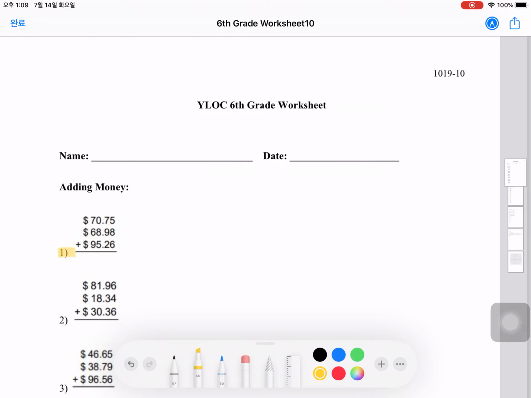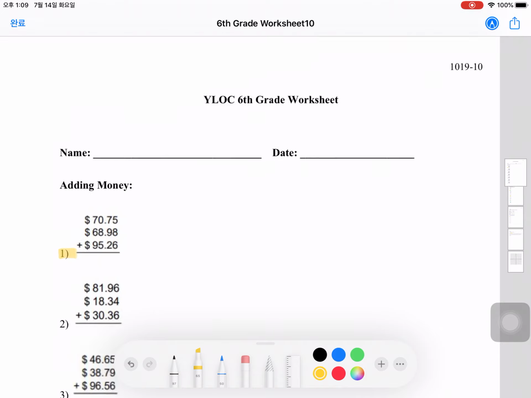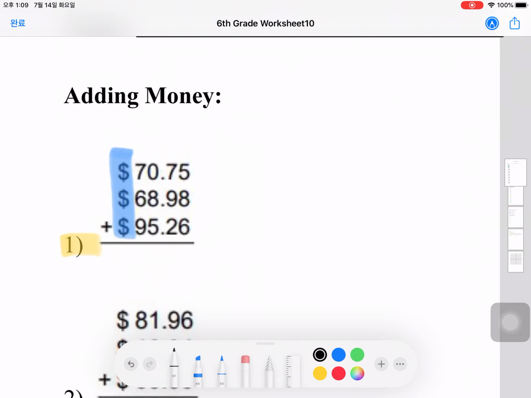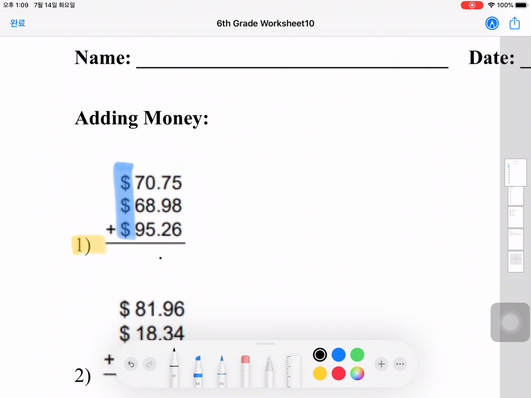We'll get right into it, starting with adding money. When you're adding money, you always want to remember to ignore the dollar sign until the end. You could just look at the equation as a simple adding equation with decimals. When you're adding decimals, you always want to remember to bring the decimal point down. And then you could just add normally, starting from the right.